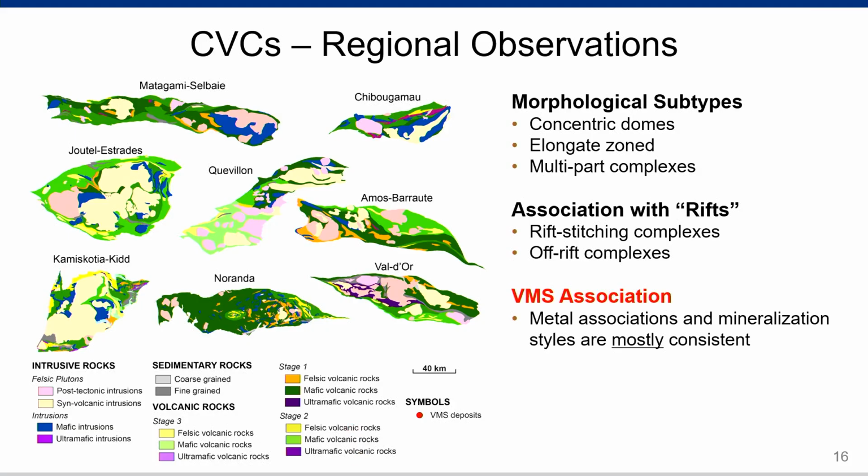The next thing I want you to think about for VMS is that these effectively represent the VMS camps. Matagami, Chibougamau, Amos, Valdor, Noranda, we're effectively separating out VMS camps here. And within the VMS camps, the metal associations and mineralization styles are mostly consistent. There are some obvious exceptions to this. Bousquet-Laurent is very different from the main camp deposits in Noranda, but generally this pattern holds up. So we're looking at some feature that potentially is also controlling the overall style of the VMS.